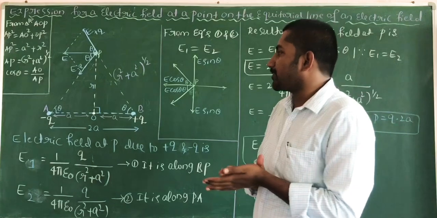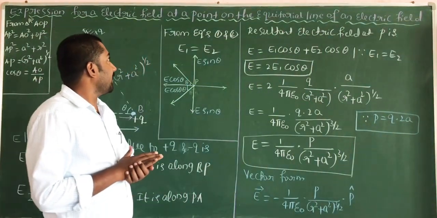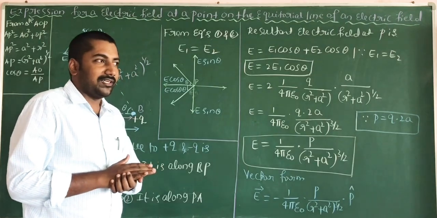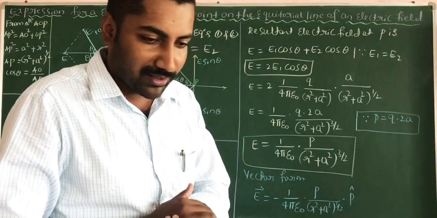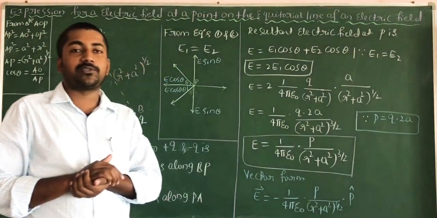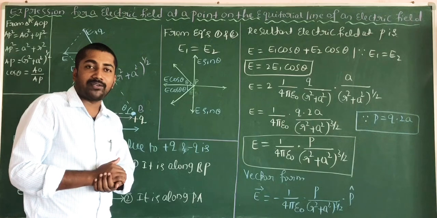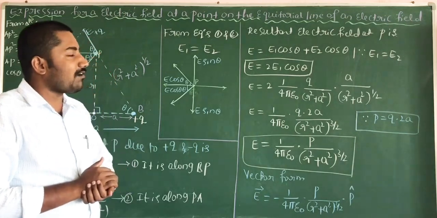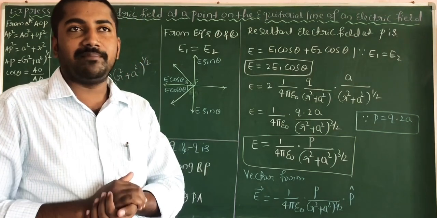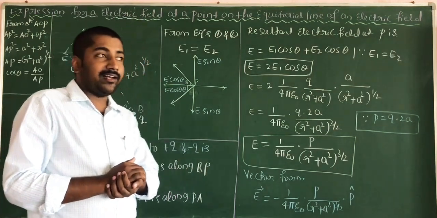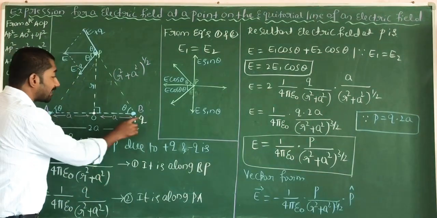In this class, I am going to discuss the expression for electric field at a point on the equatorial line of an electric dipole. In the last class, we discussed electric field due to the axial line. In this class, I am going to discuss electric field at a point on the equatorial line of an electric dipole. Here, equatorial line means the vertical line that passes through the midpoint of the electric dipole.